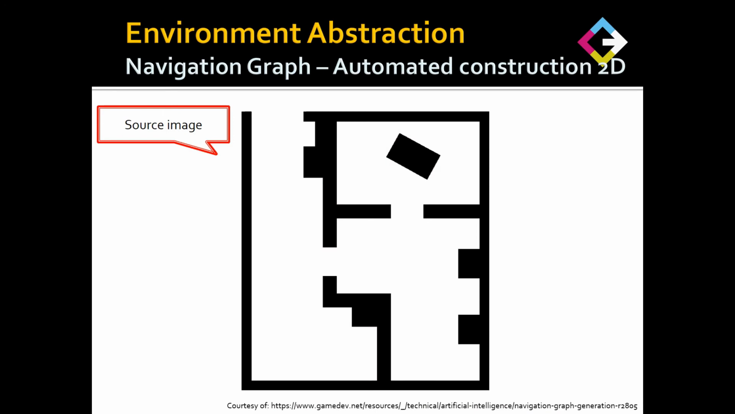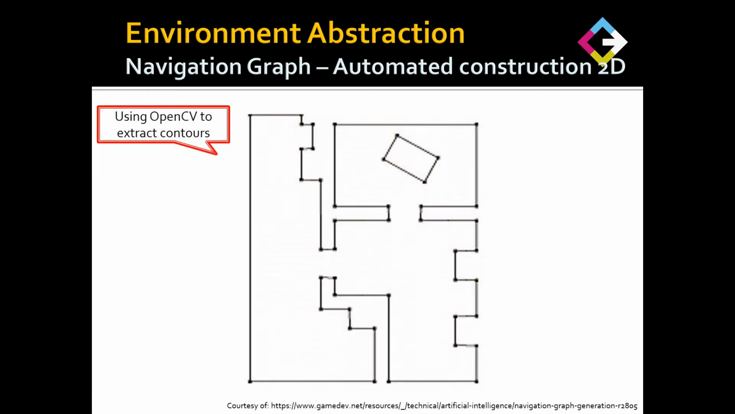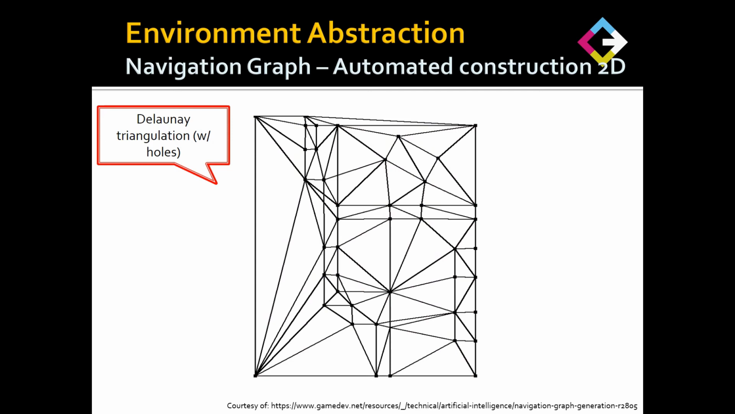Manual placing of navigation points is of course tedious, but with the help of OpenCV we can automate the process. Let's consider this 2D case. That is, an image we can receive from orthogonal projection of triangles representing walls, which we can label according to their angle to the floor. If you know at least one pixel that represents free space, you can flood fill this to find walkable areas. Then you can extract contours. Mark the walkable areas with flood fill, and then use Delaunay triangulation with holes to get triangles.